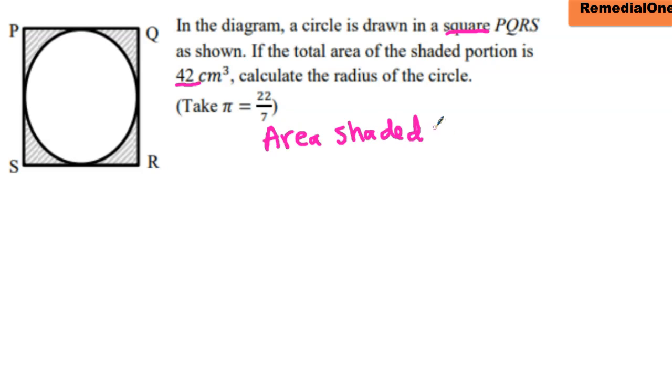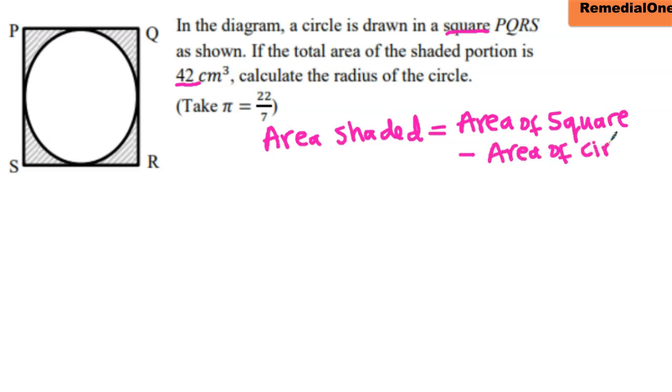So you see that the circle is inside the square. So if we can find the area of the square minus the area of the circle, we are able to find the shaded area.